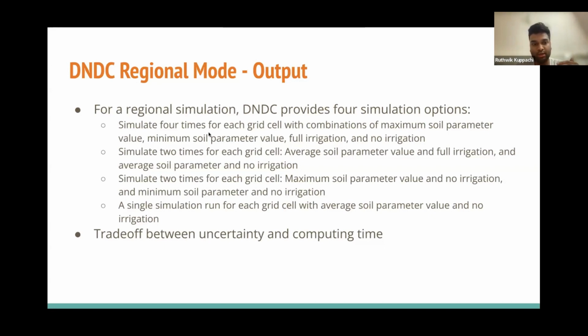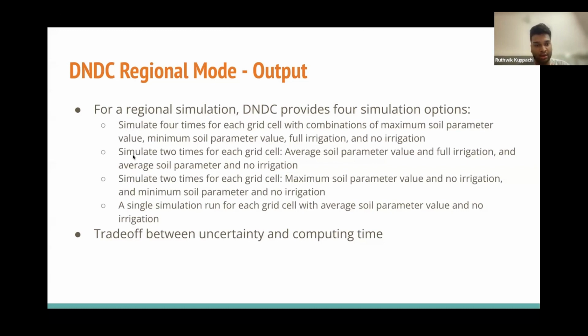So the first option we have here is actually one of the best options because it takes into account the uncertainty. It takes a combination of maximum soil parameter value for that specific grid cell, and it also runs the simulation with the minimum soil parameter value. So it covers the whole range. So if you want to get the most accurate results, this is the one that you should use.